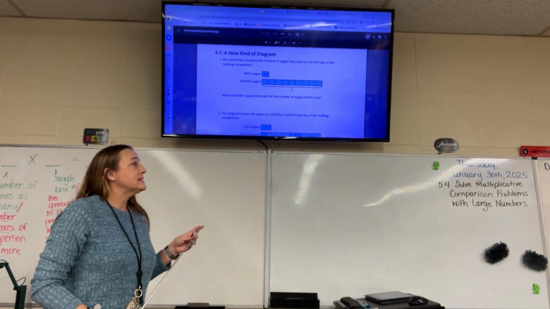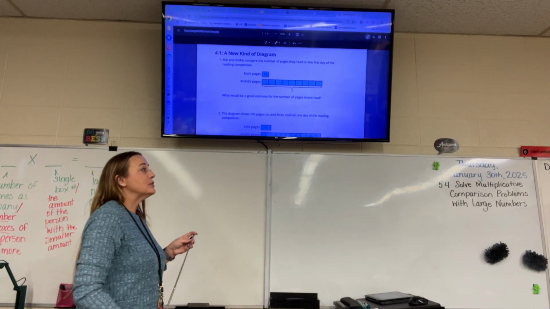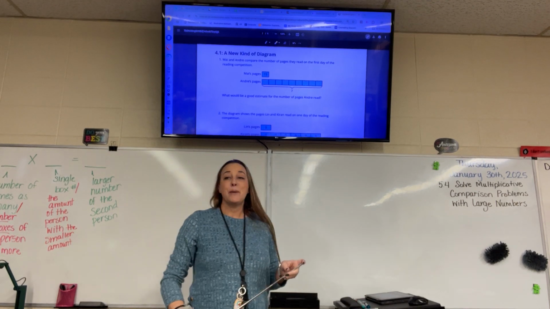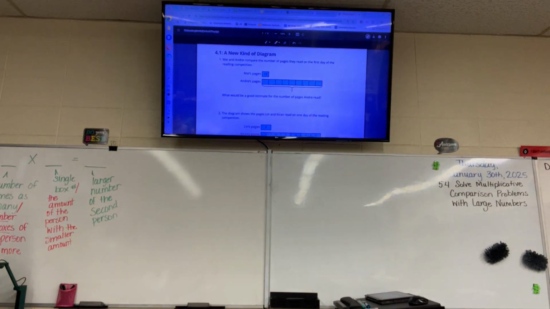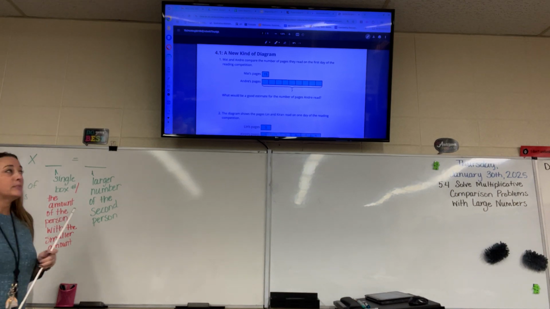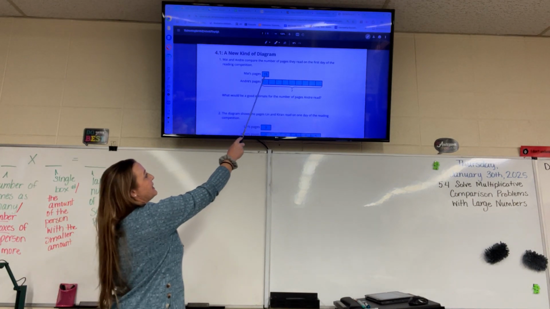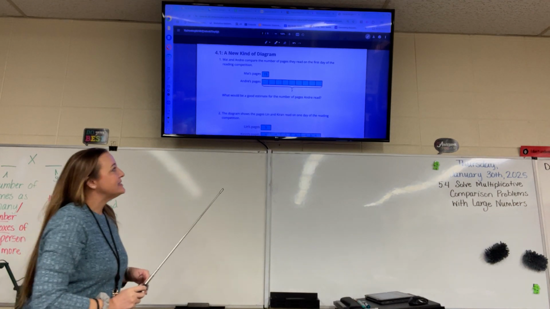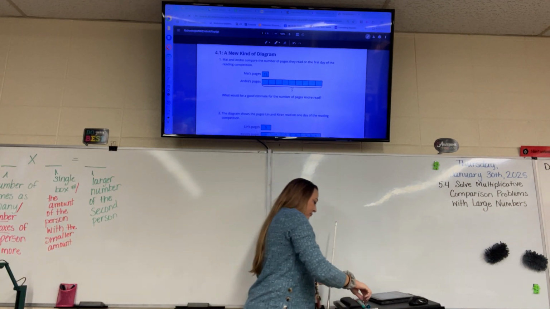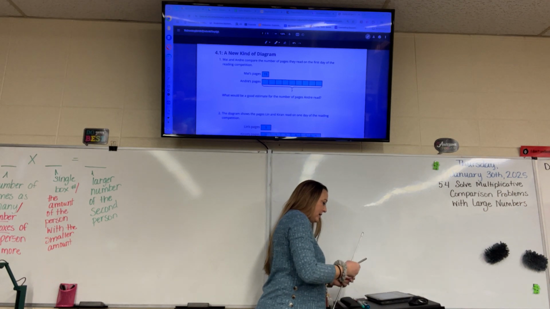Today we're doing lesson 5.4, solve multiplicative comparison problems with large numbers. A new kind of diagram. Maya and Andre compare the number of pages they read on the first day of a reading competition. So Maya's pages, Andre's pages. What would be a good estimate for the number of pages Andre read?